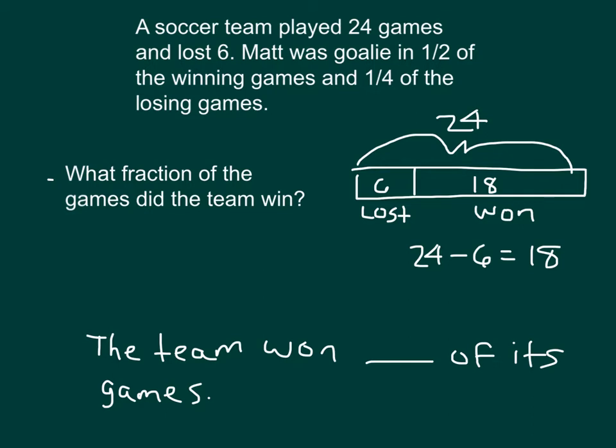So we'll take the amount of games that they won, which is 18, and put it into a fraction of the whole. So that's 18/24. Let's reduce and simplify that. Both of those are divisible by 6. 18 divided by 6 is 3. 24 divided by 6 is 4. So we have a fraction now. The team won what? 3/4 of its games.